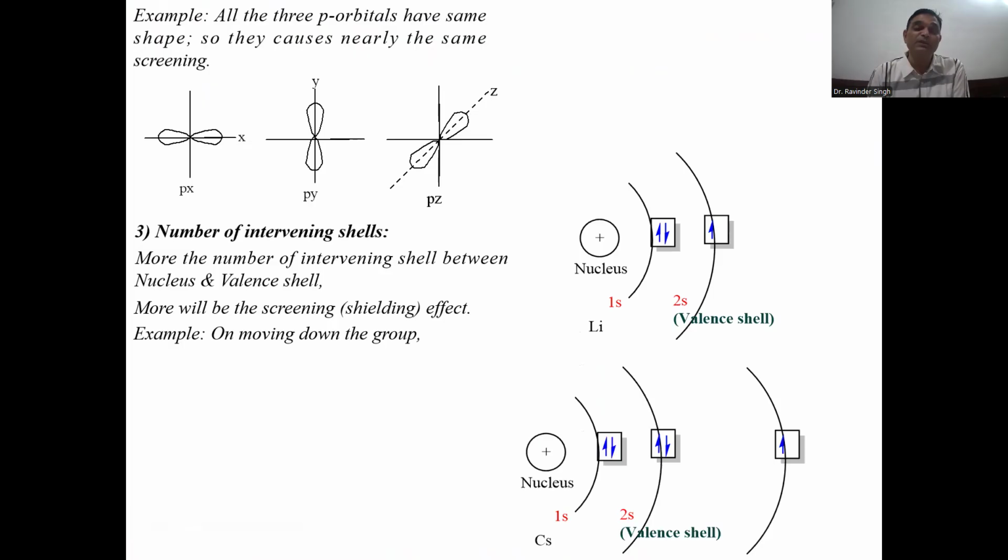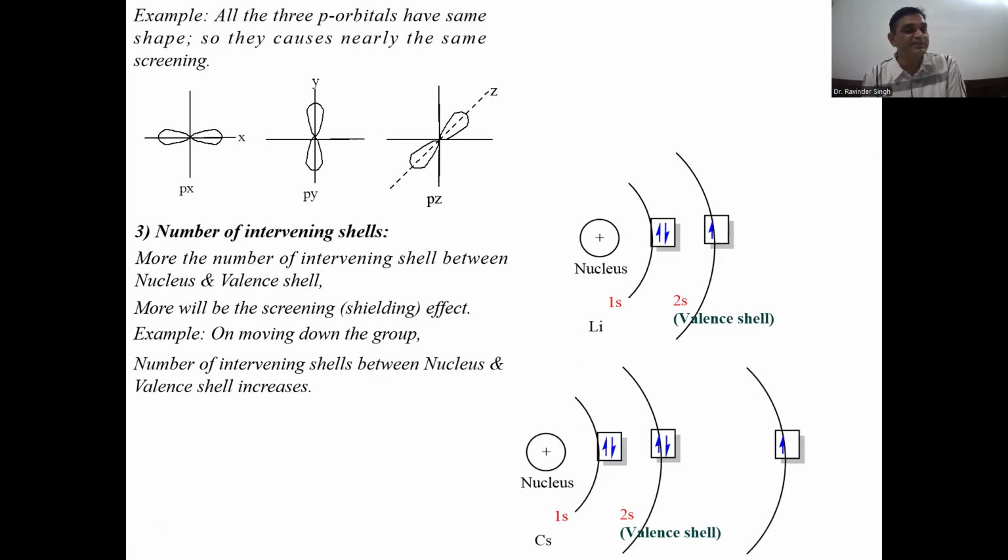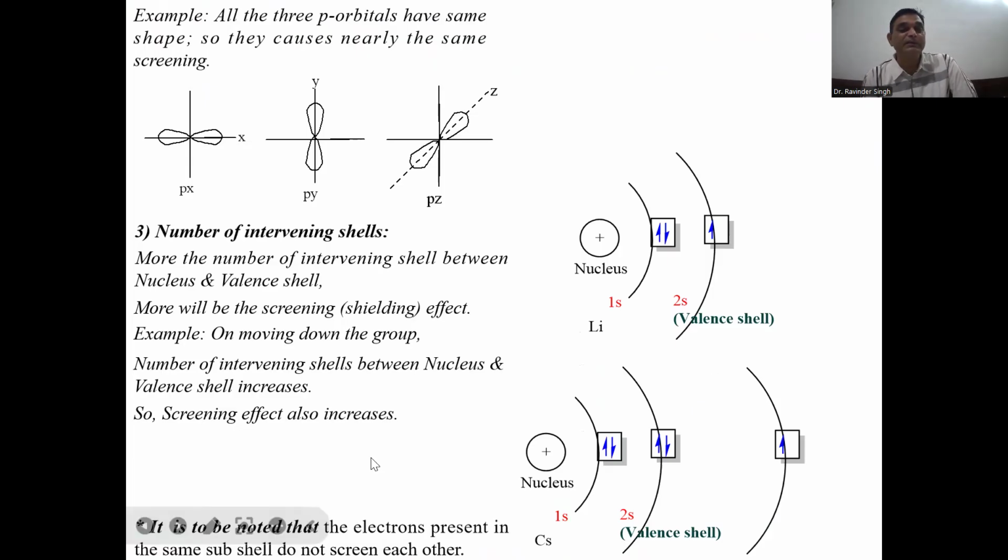But on moving down the group, the number of shells increases. For example, in group number 1, from lithium to sodium, potassium, rubidium, and cesium, the number of intervening shells between the nucleus and the valence shell increases. As the number of intervening shells increases between the nucleus and the valence shell, the screening effect increases. So that's the next factor which affects the screening effect, which affects the attraction between the nucleus and the valence shell electron.